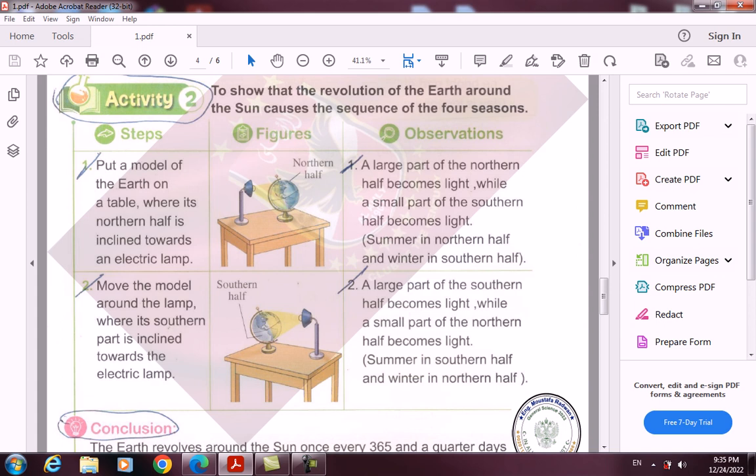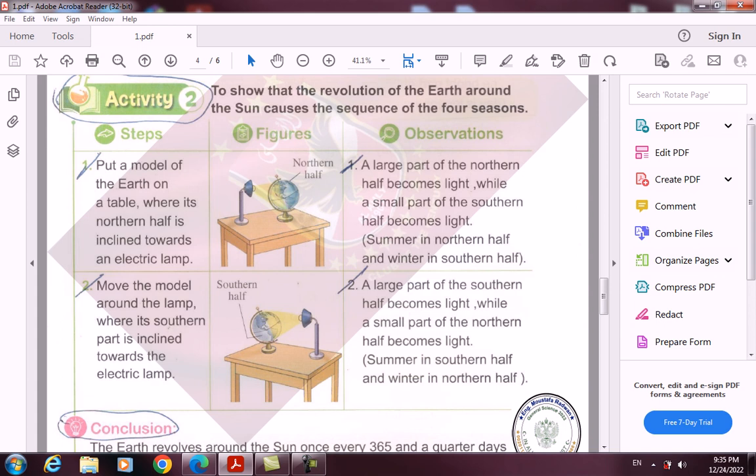So what will we observe from doing that at the beginning? We find that a large part of the northern half becomes light, while a small part of the southern half becomes light. There is more light in the north than in the south. So this means that it is summer in the northern half and winter in the southern half.